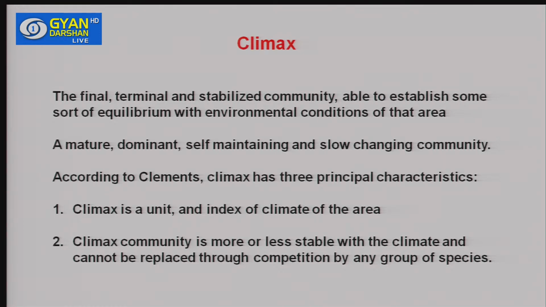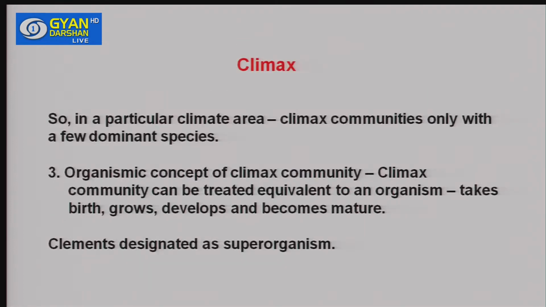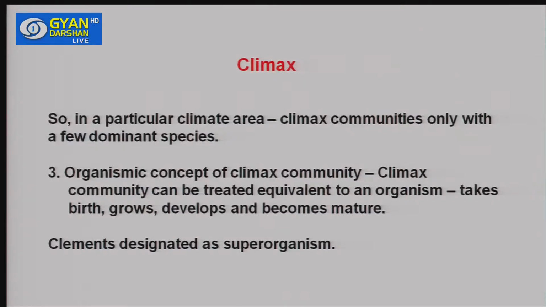Now monoclimax theory has been given by Clements, which states that climax is a unit and index of climate of the area. So if you study the climax, then you will get an indication of the surrounding climate. Climax community is more or less stable with the climate because it actually behaves according to the surrounding climatic conditions, and it cannot be replaced through competition by any group of species. So in a particular kind of climate, the climax communities with only a few dominant species will be available.